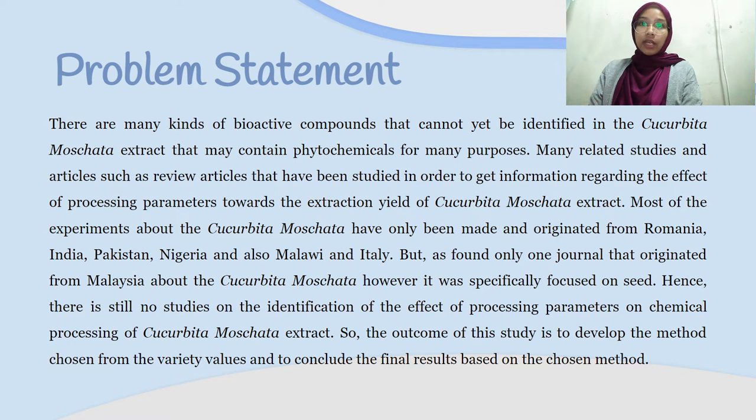Most of the experiments about Cucurbita moschata have only been made and originated from Romania, India, Pakistan, Nigeria, and also Malawi and Italy, but we found only one study that originated from Malaysia about Cucurbita moschata. However, it was specifically focused on the seed. Hence, there are still no studies on the identification of the effect of processing parameter on chemical composition of Cucurbita extract. So the outcome of this study is to select the method chosen from the variety of values and to conclude the final result based on the chosen method.